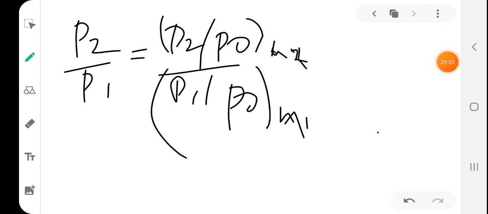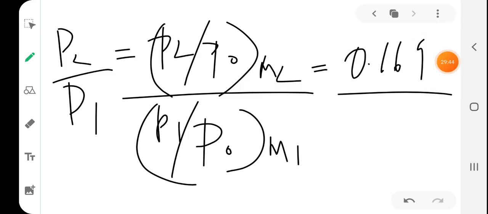So this is M2, this is M1. Corresponding to M2, you get the value as 0.669. And P1 by P0 corresponding to Mach 1 is obtained from the table as 0.881. M1 is known, so you can obtain this P1 by P0 from this graph as 0.881.